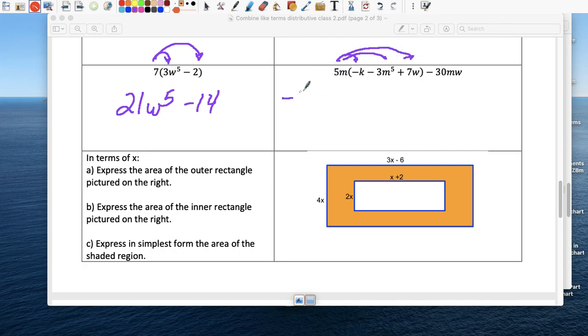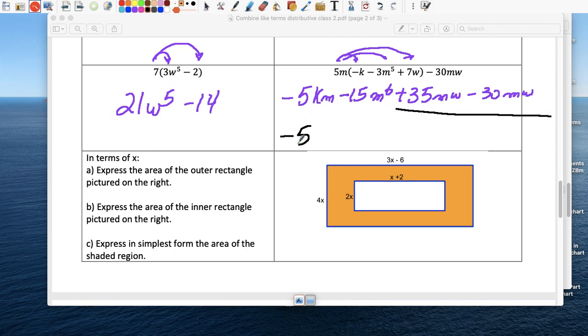This one, distributive property with 3 terms inside. 5m times negative k is negative 5km, alphabetically. 5m times negative 3m to the fifth power is going to be negative, and 5 times 3 is 15. M times m fifth is m to the sixth. And then finally 5m times 7w is going to be positive 35mw, minus 30mw. Combine like terms, just these two guys here are the same, right? So negative 5km minus 15m6, and 35 minus 30 is just positive 5mw.